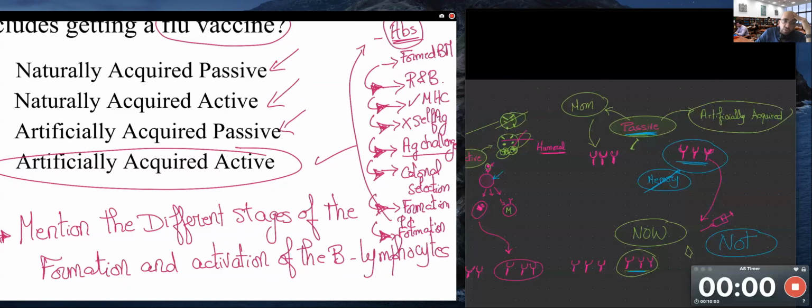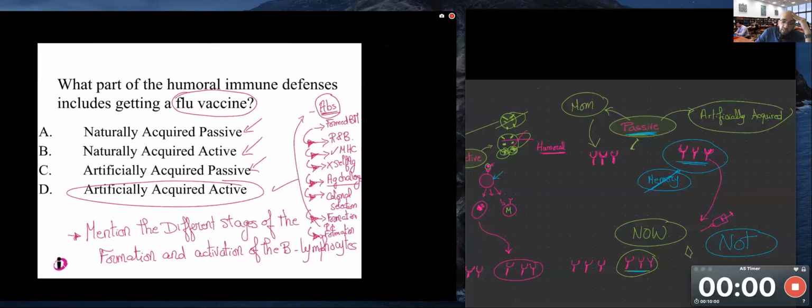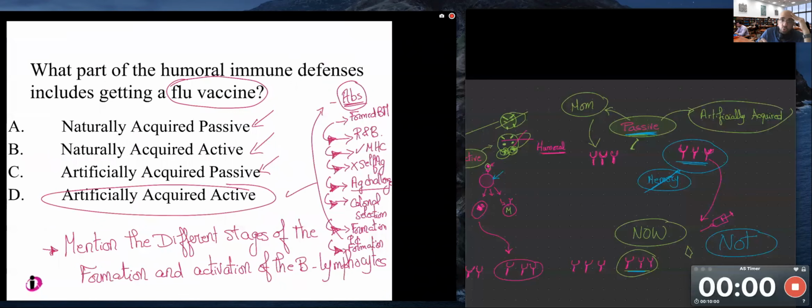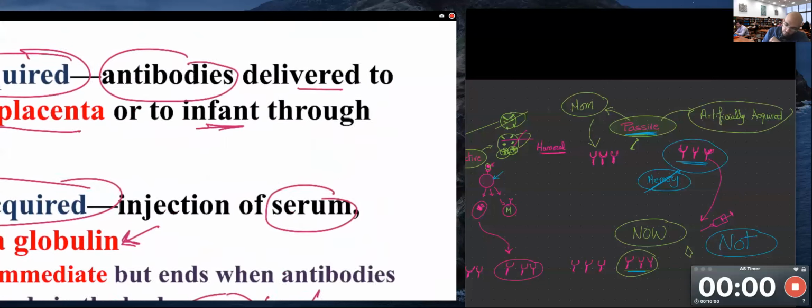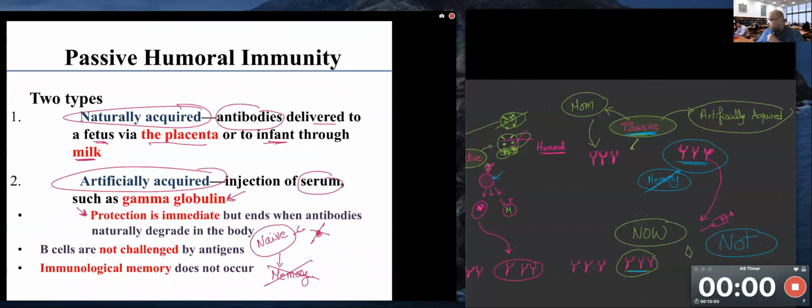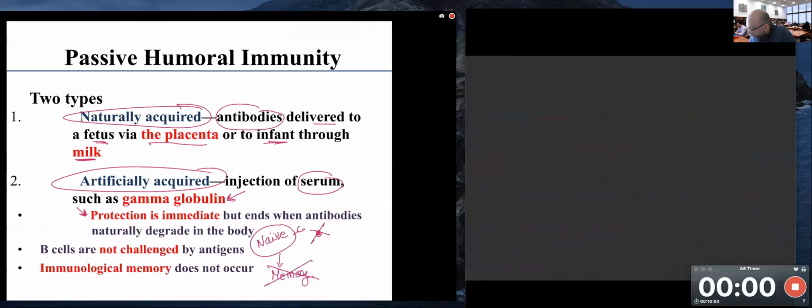MHC and self-antigen, are they different? Aren't they both about not killing your own cells? MHC is a self-antigen, but it's going to be required for you to recognize non-self antigens that will be presented on top of them. So let's see out here. If this is one of my cells, it has MHC and it has other self-antigens.